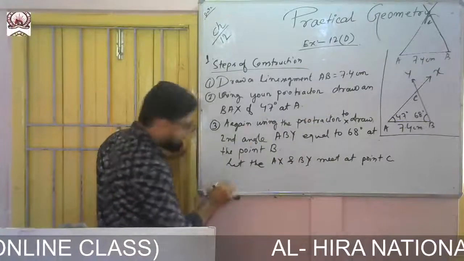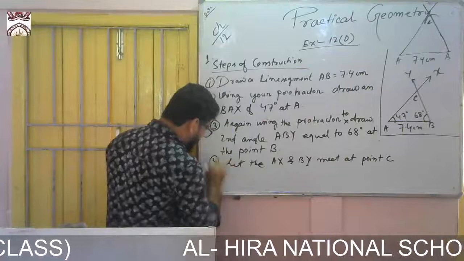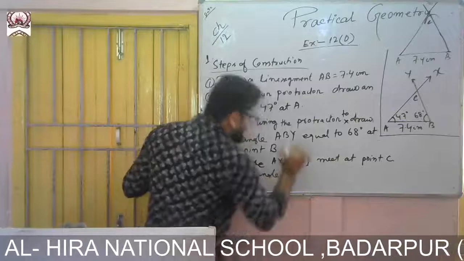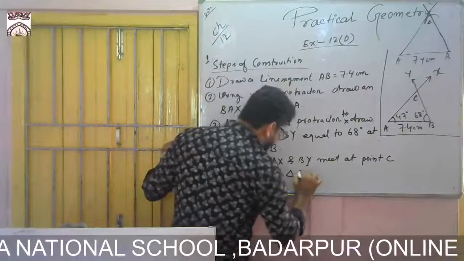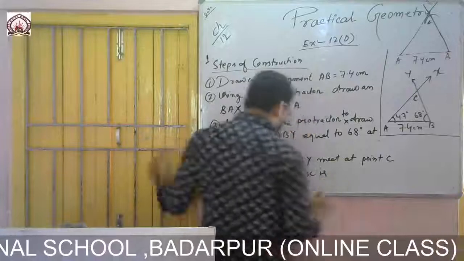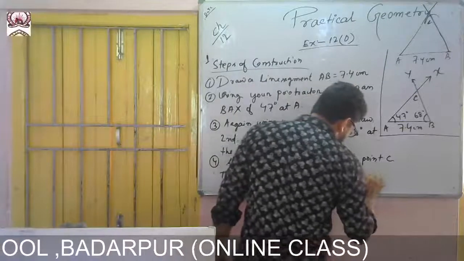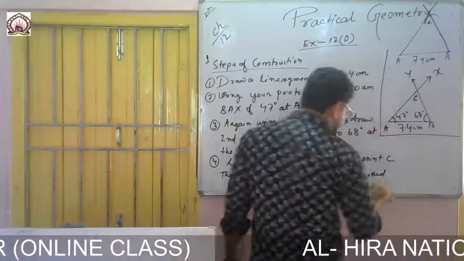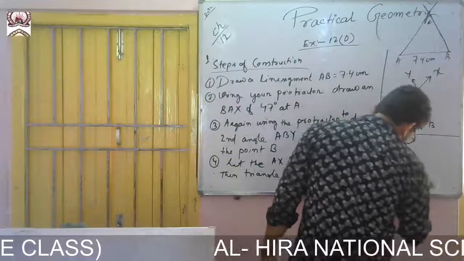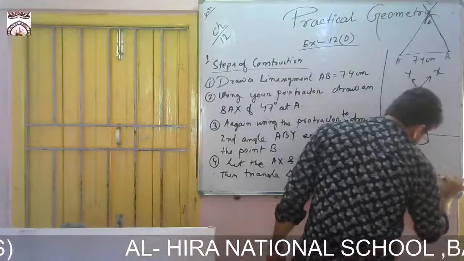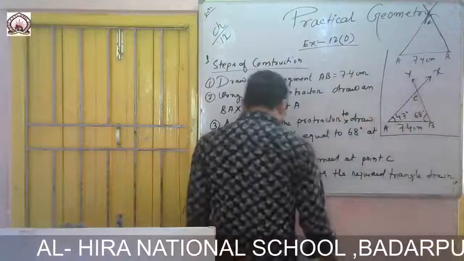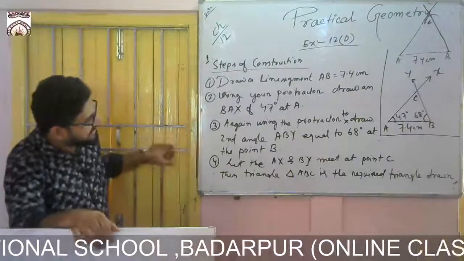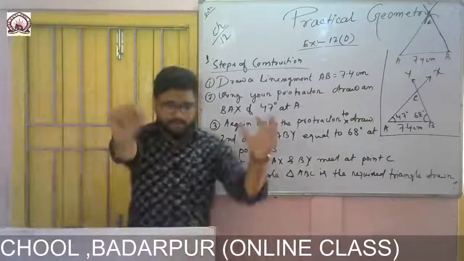Then this one you give as step 4. Then triangle ABC is the required triangle drawn. So these are the steps of construction.